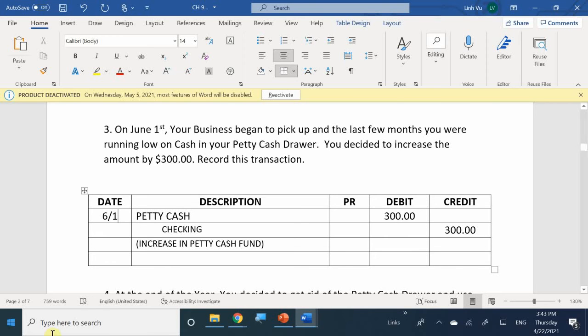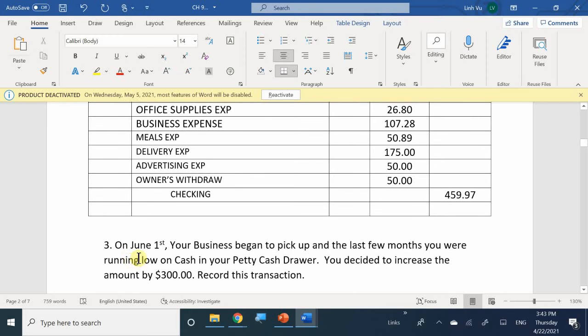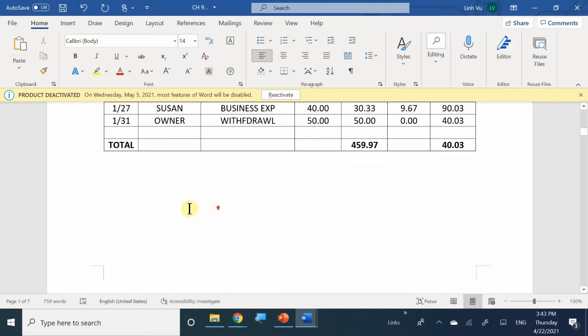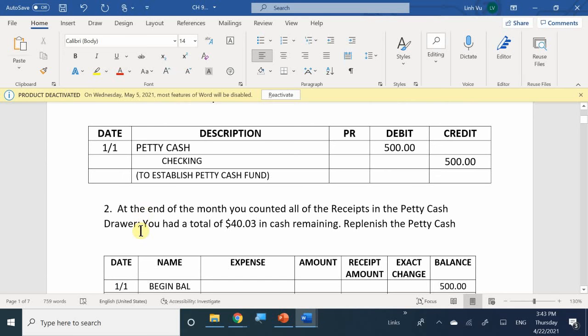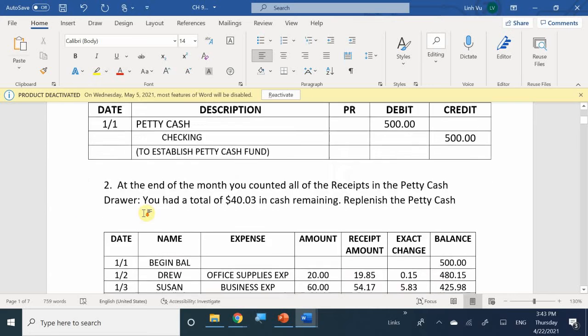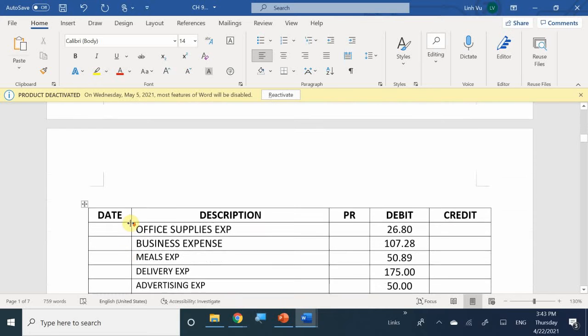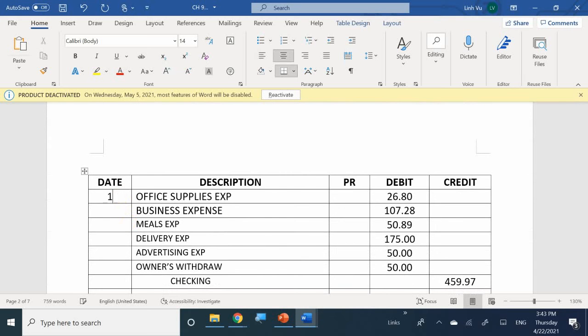So remember, this is June 1st, okay? I replenished my petty cash fund at the end of the month, so January 31st. Let me write that. January 31st. So I put the money back into my petty cash fund, right?